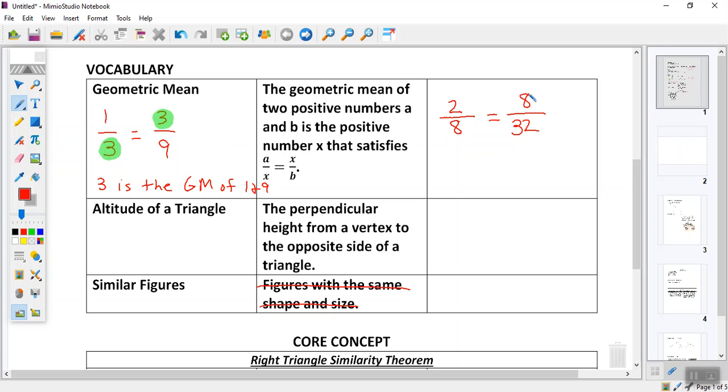Here's the best way to think about this. Kids, what's 1 times 9 make? 9. What's the square root of 9? 3. That's why the geometric mean is 3. What's 2 times 32 make? 64. What's the square root of 64? 8. Okay. So let me do one more here. How about 5 is to something as something is to 20.